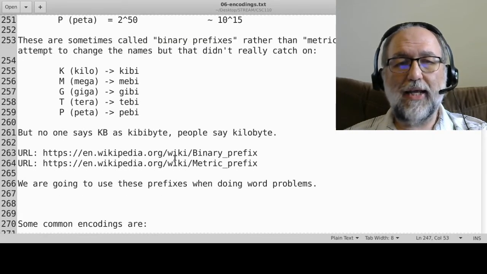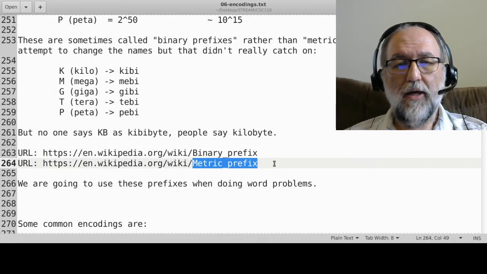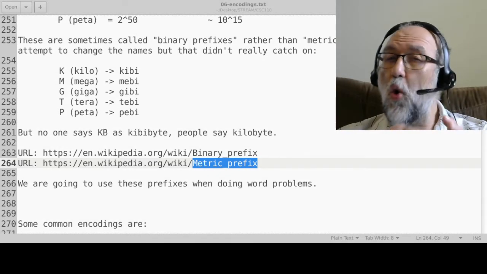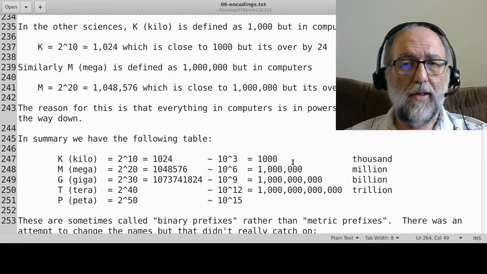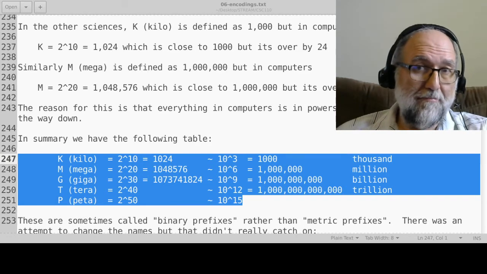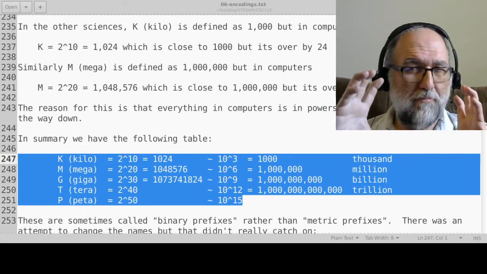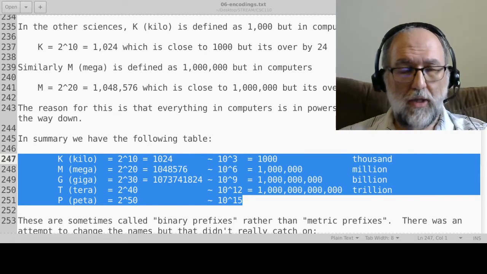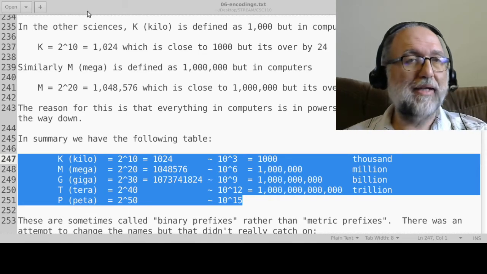If you want more information about this, you could go to the Wikipedia pages on binary prefixes and metric prefixes, and you won't need anything except what I gave you here for this course. In other words, you'll only need this chart. But I mention those wiki pages because in other courses you may need them. They have everything, whereas here I just have the bare minimum of what you need for this course.